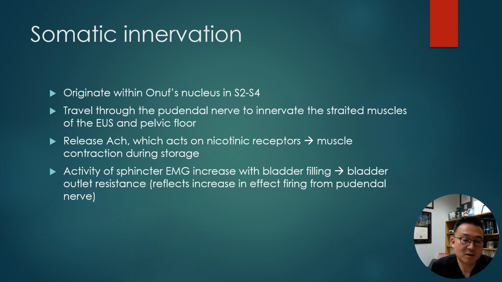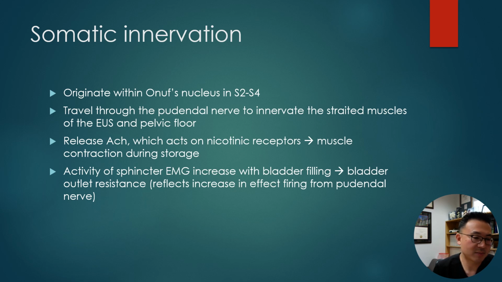The somatic innervation to the external urethral sphincter and pelvic floor originates in the ventral horn of the spinal cord in an area called Onuf's nucleus in the S2 to S4 segment. It travels through the pudendal nerve to innervate the striated muscles of the external urinary sphincter and pelvic floor. The neurotransmitter involved is acetylcholine, which acts on nicotinic receptors.